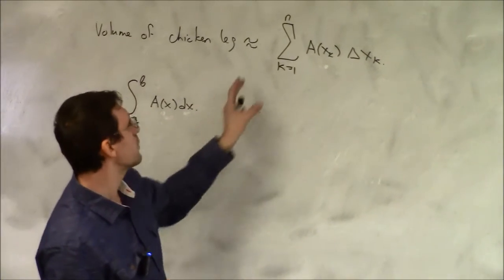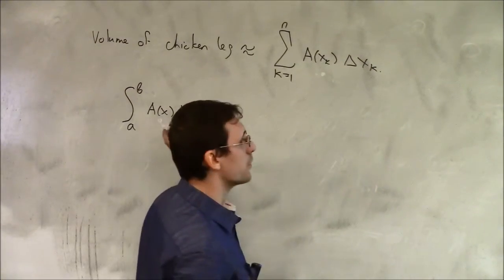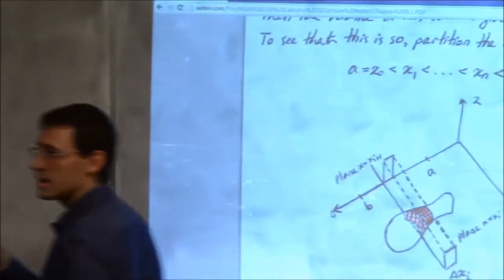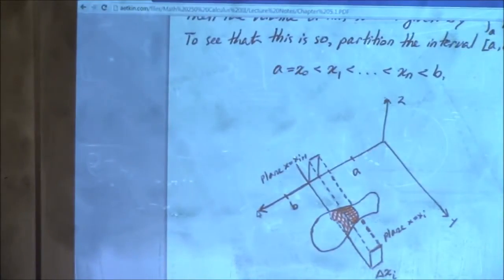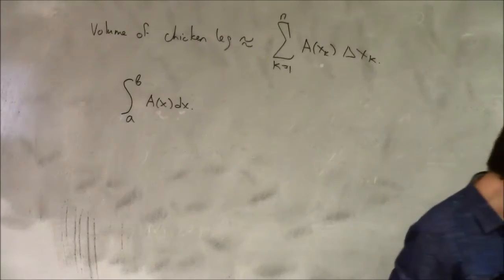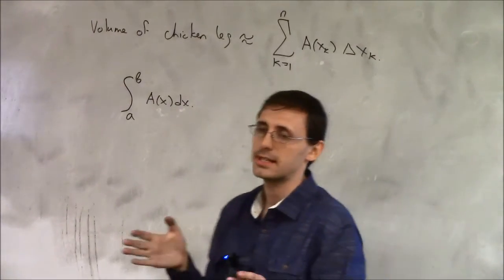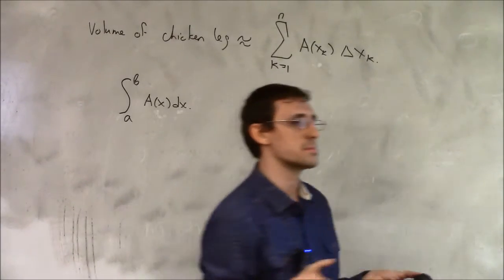So this means the sum of all the possible volumes of the slices, which are just the cross-sectional area times the width of the slice. Okay? So that's Cavalieri's principle. And obviously, it doesn't work in general, because what's the assumption? The assumption is that the slices can be replaced by cylindrical slices.